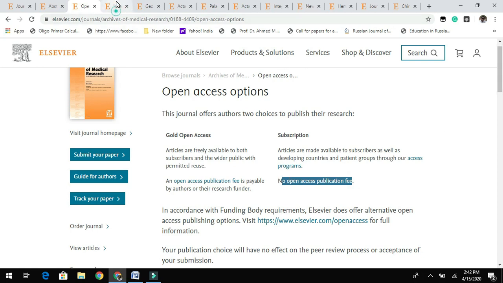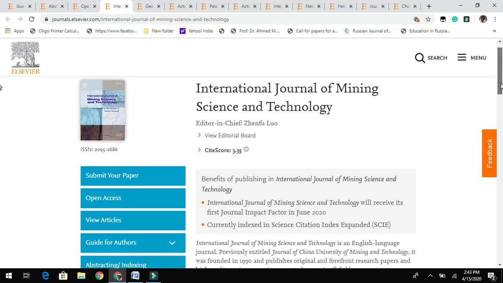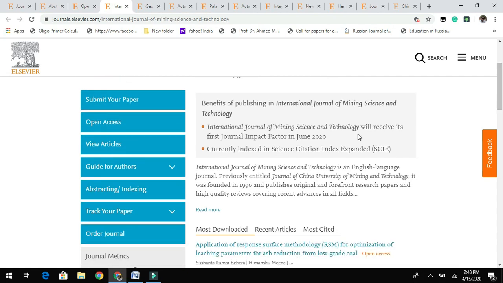So next we'll move on to International Journal of Mining, Science and Technology. This journal is expected to receive its first impact factor in June 2020, and it is mentioned here, it is indexed in Sci indexing database, and here you can read the aims and scope.